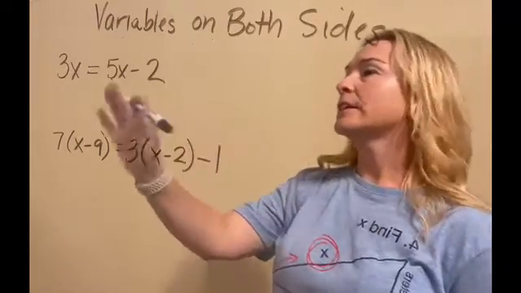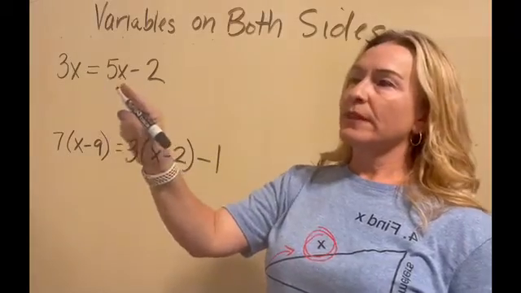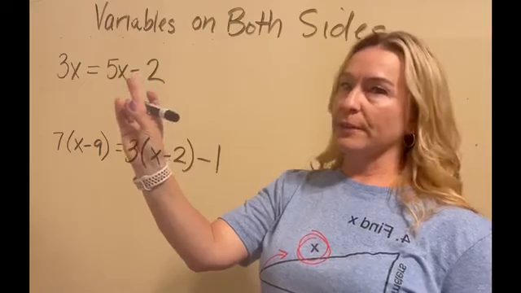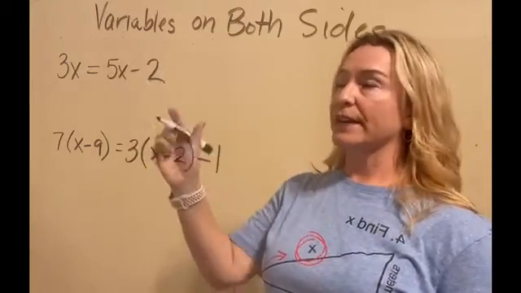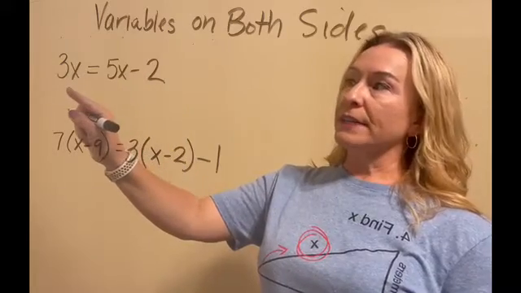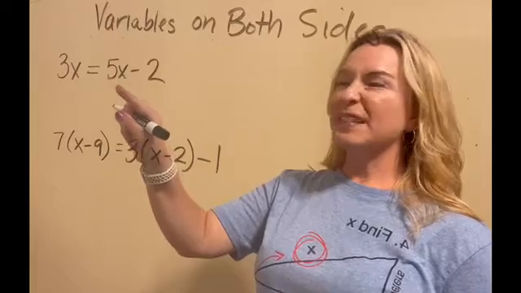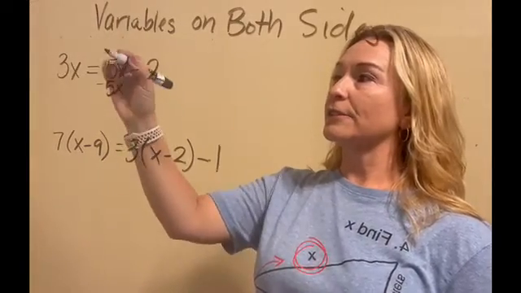In this case here, we have 3x equals 5x minus 2. The x's are separated by an equal sign, so we can't just merge them together. We have to undo the operation and move them to the other side. There's already a 3x on the left, so we're going to move the 5x over to join it. It's a positive 5x, so I need to subtract it in order to cancel it out to 0.